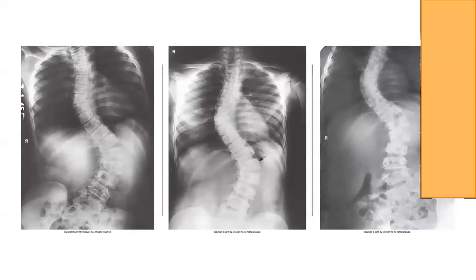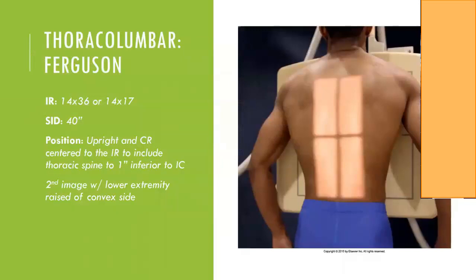Okay, almost done here. So the thoracolumbar region, also known as the Ferguson method, is specifically to look at the thoracolumbar region. They not only do it for the thoracolumbar region, but they'll also utilize it for scoliosis because of the curvature being in the thoracolumbar region. So 14 by 17, 40-inch SID. Do note how the patient is PA, upright and centered to the IR to include the thoracic spine to 1 inch inferior to the iliac crest.